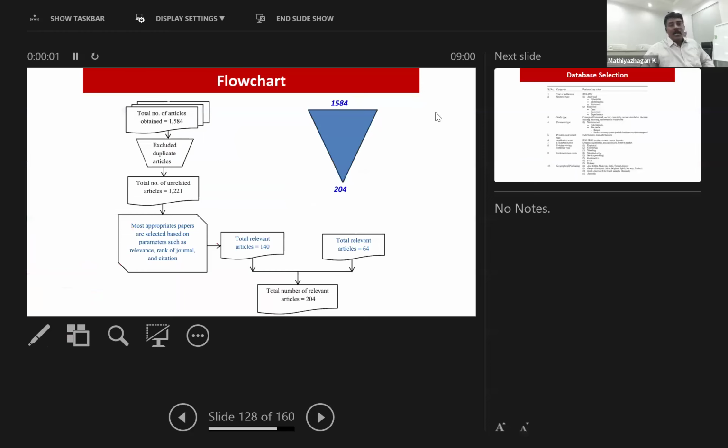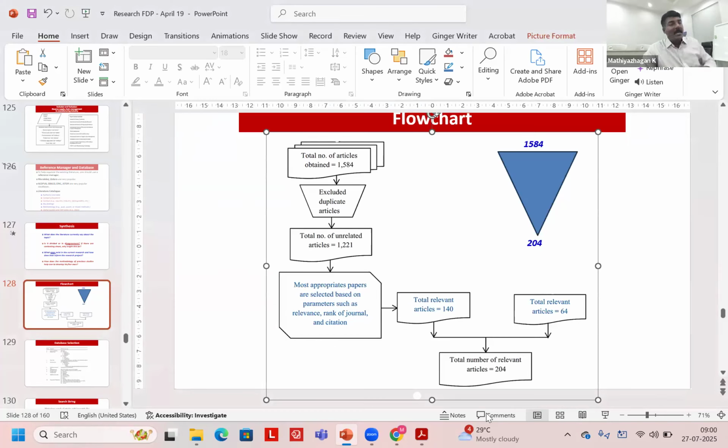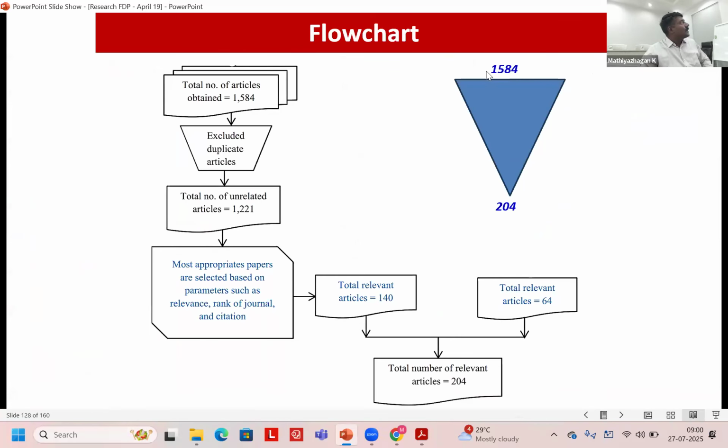See here, this is a simple logic. How are you going to do it? At any cost, you need to keep different criteria to reduce the number of papers, because it is not possible to read all the 1500 papers. It is not practically possible, but you can consider the 204 in the review process. So how are you going to consider it?